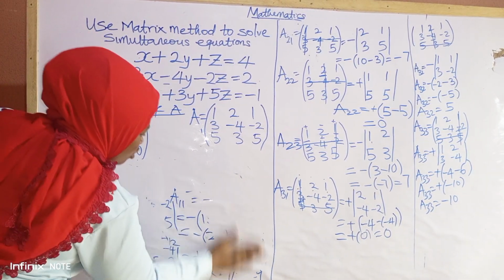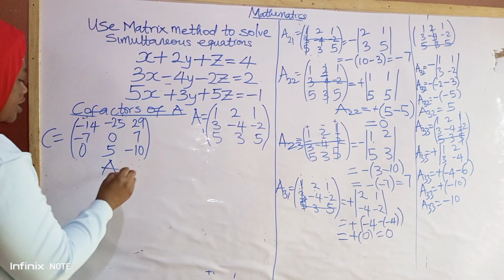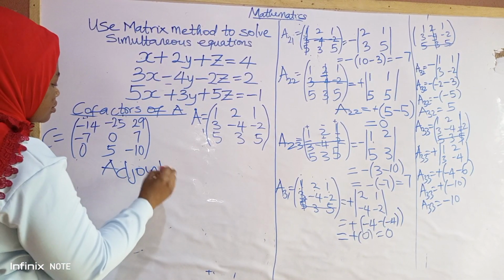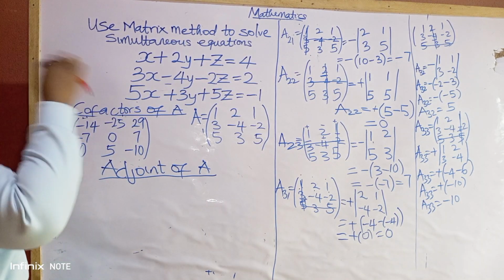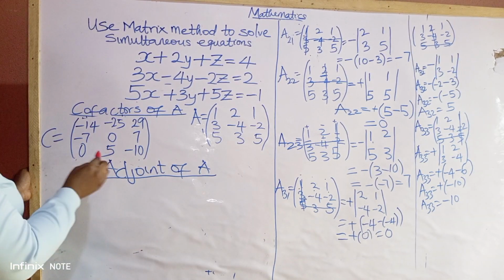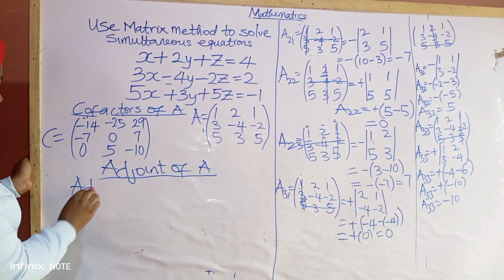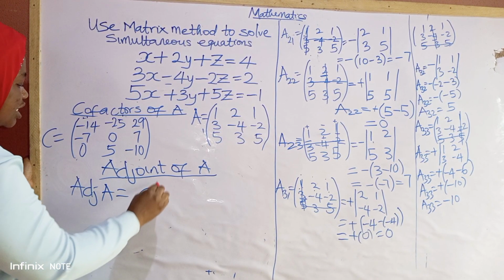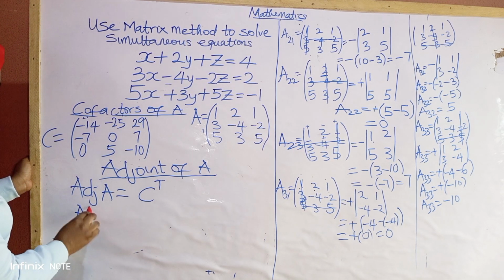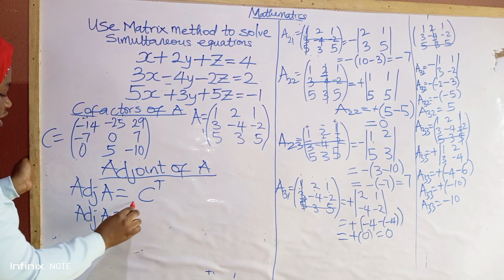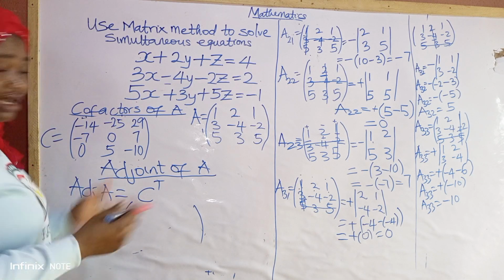Now, after finding the cofactors of A, the next thing that we need to do is to find the adjoint of A. And what is the adjoint of a square matrix? The adjoint of a square matrix will be the transpose of the cofactors. That is, adjoint of A will be C transpose. And what do you understand by transpose? Transpose is when rows and columns of a given matrix are interchanged.